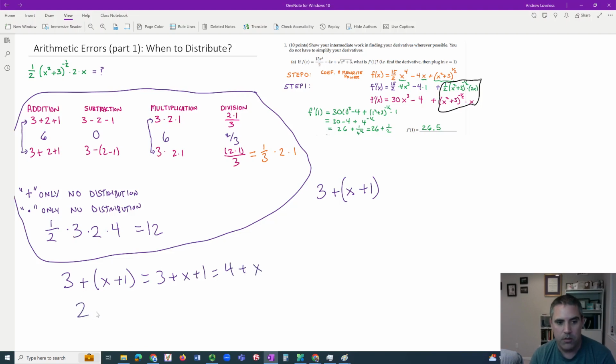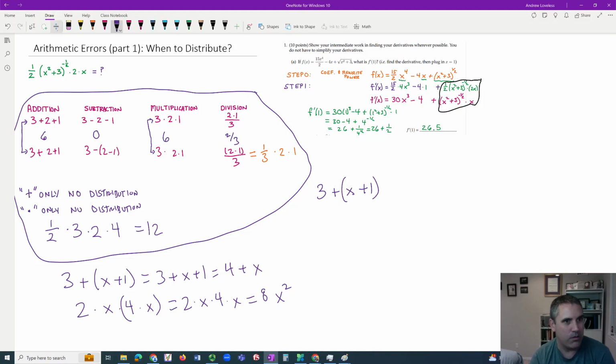Or if you have 2 times x times 4 times x, and there's parentheses here, you're not going to distribute at all. You're going to drop the parentheses. You're going to do 2 times x times 4, and then you're going to rearrange however you want. You can use the telephone method. It's going to be 8x squared. That's what we're going to do. Notice I never thought about distribution.